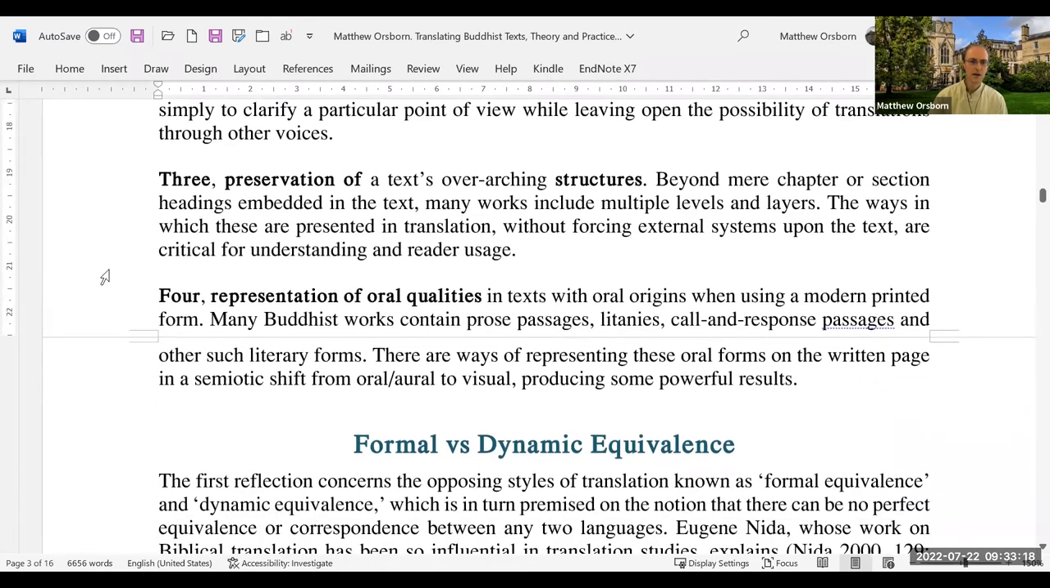Three, preservation of a text's overarching structures. Beyond mere chapter or section headings embedded in the text, many works include multiple levels and layers. The ways in which these are presented in translation without forcing external systems upon the text are critical for understanding and reader usage. And they also display a good example of the hermeneutic circle between the text as a whole and the parts of the text.